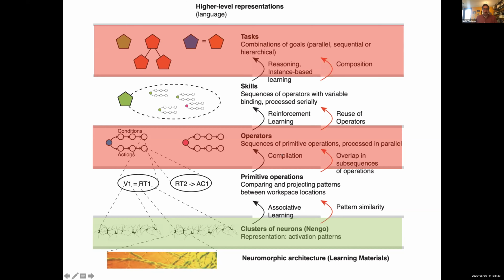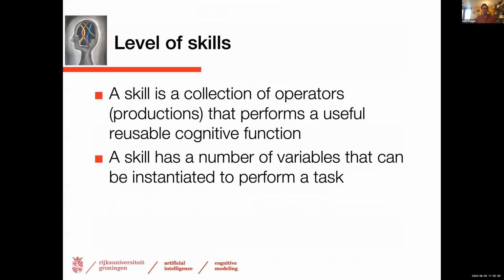Now, I would like to argue, and this is the topic of this talk, that we need a level of abstraction between operators or production rules, or whatever you want to call them, and tasks. That is a level I call skills here, for lack of a better term. So what is a skill in this diagram? A skill is a collection of operators, or productions, or whatever your basic units are, that performs some sort of reusable cognitive function, some sort of useful skill.